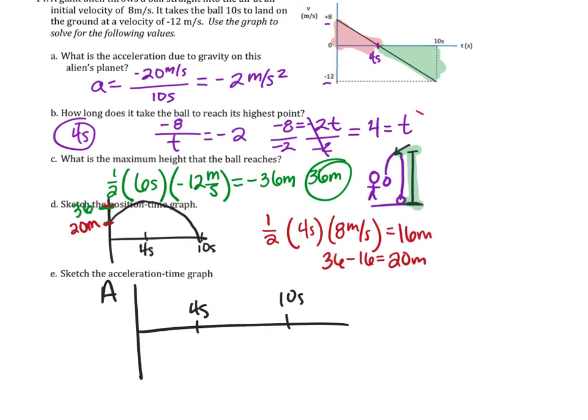But we found our slope earlier in part A. That was our acceleration. That's what we want to plot. And we found that to be negative 2 meters per second squared. So that's what our line is going to be on here. So it's just going to be a horizontal line for those 10 seconds at negative 2. So those are always an easy one to draw.